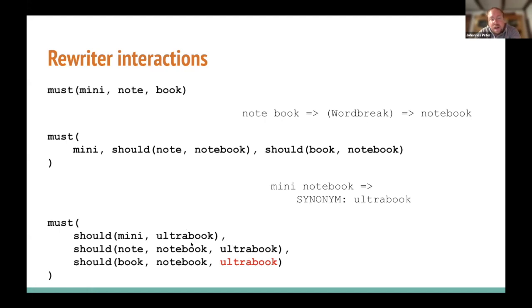But in this case, finally, it will not identify that notebook here is repeated again. So in this special case, this will actually be a bug, because ultrabook will not be a synonym to mini notebook in total. It will still remain that either book or notebook is required to exist in the product. I could give you a lot more examples.